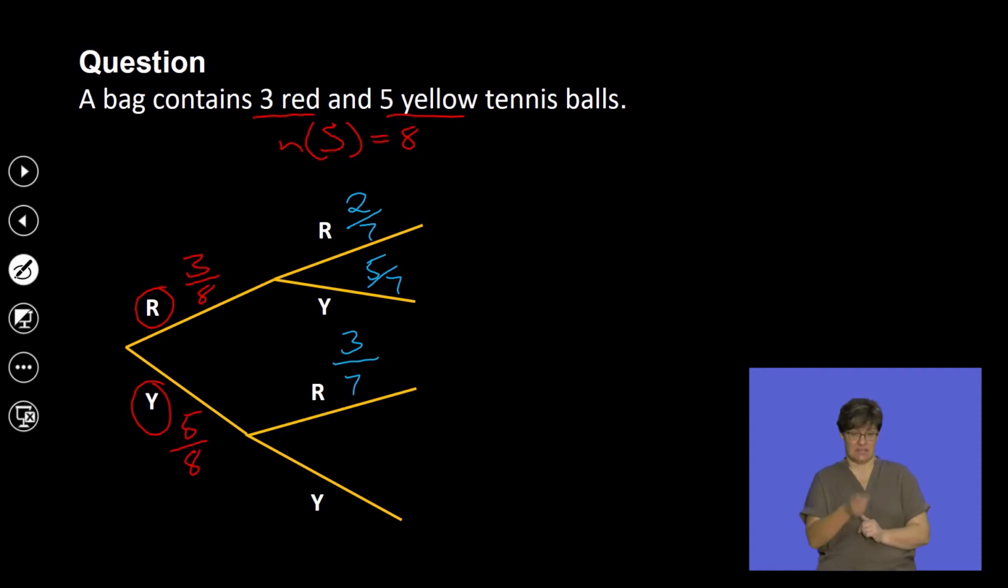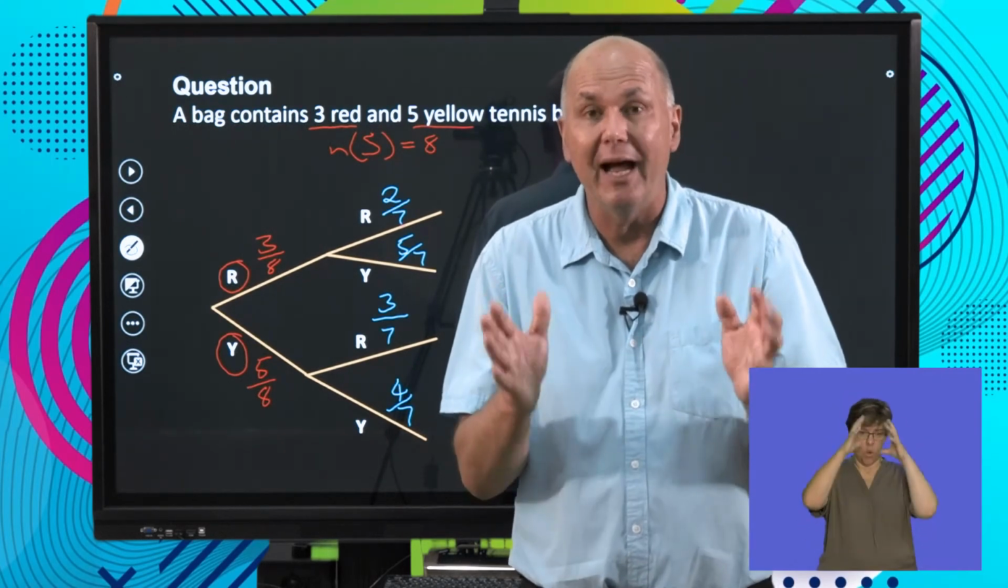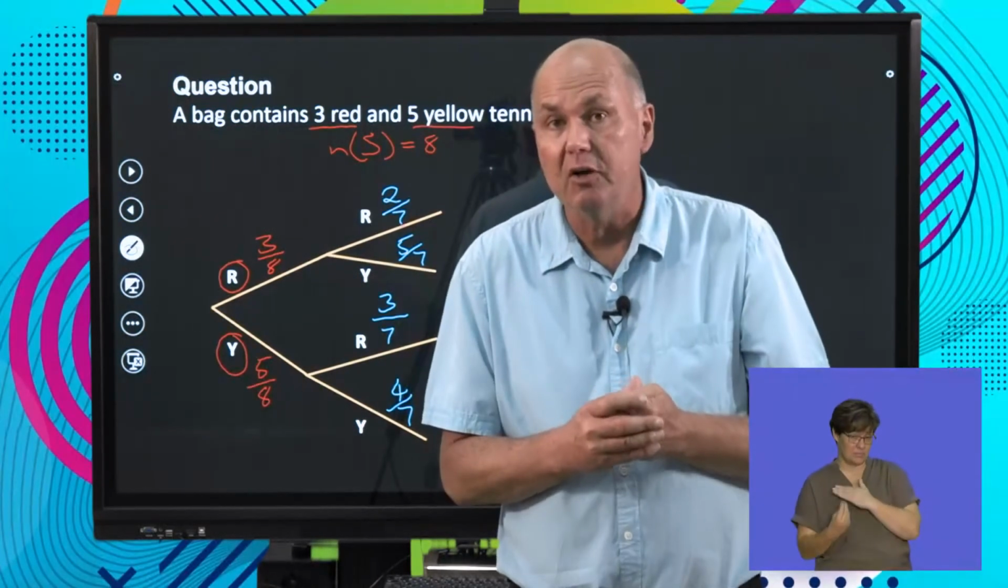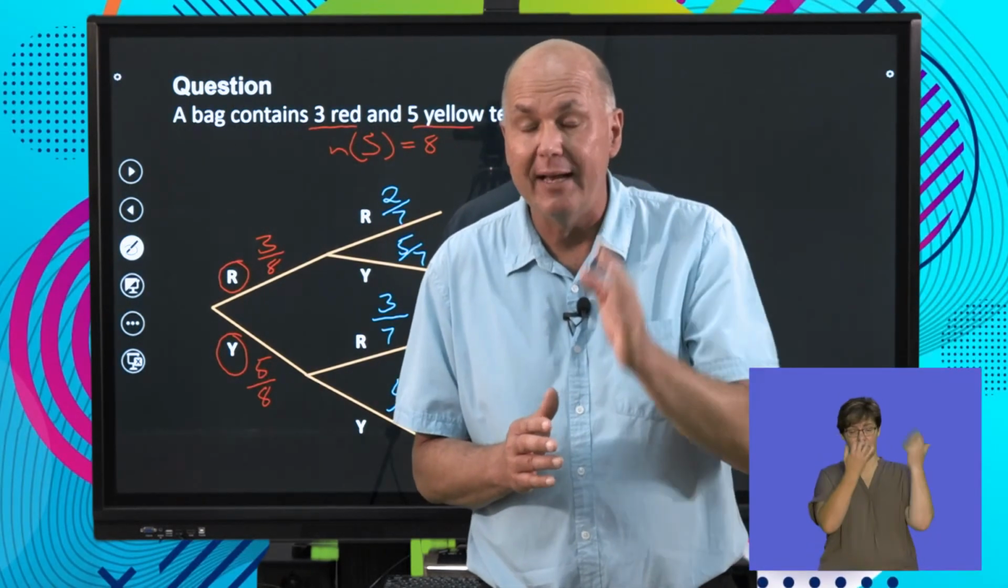But what about if I've chosen a yellow ball and I choose a yellow ball the second time as well? Well, then there were only 4 yellow balls left, and there were 7 in total in the sample space. So guys, I want you to see now that if I'm going to calculate the overall probability or the outcomes, I can put those onto the tree diagram and then do the calculation. So that's my next step.